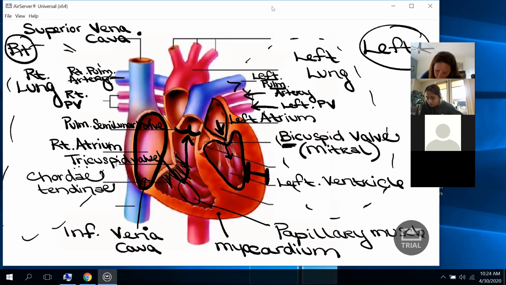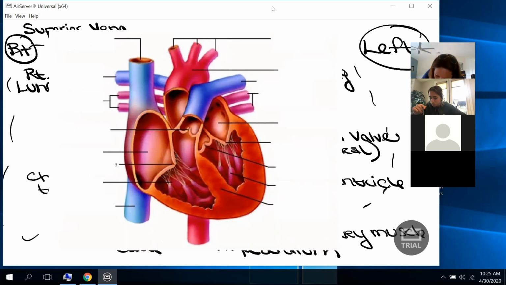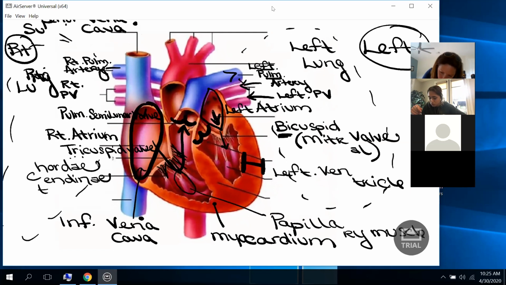It passes through another valve. That valve is sandwiched right here. It's another semilunar valve. It's got that same crescent shape, and it's known as the aortic semilunar valve. It goes behind the pulmonary artery and pops out here. Pops out here.